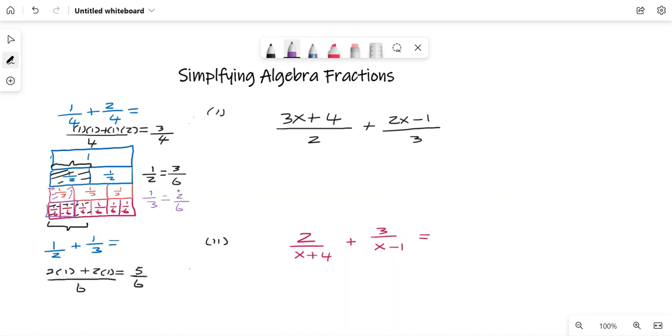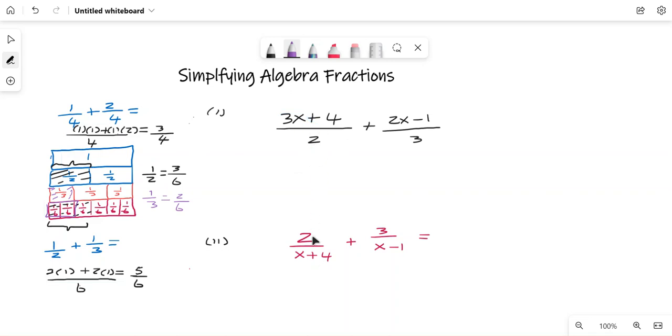And then we can just add these together. So a half plus a third is going to be equal to 3/6 plus 2/6, which is equal to 5/6. So that's the process that we use in order to add fractions. Now we want to take this process and add it to fractions that have algebra expressions as part of the fractions. So that's what we're going to look at now.